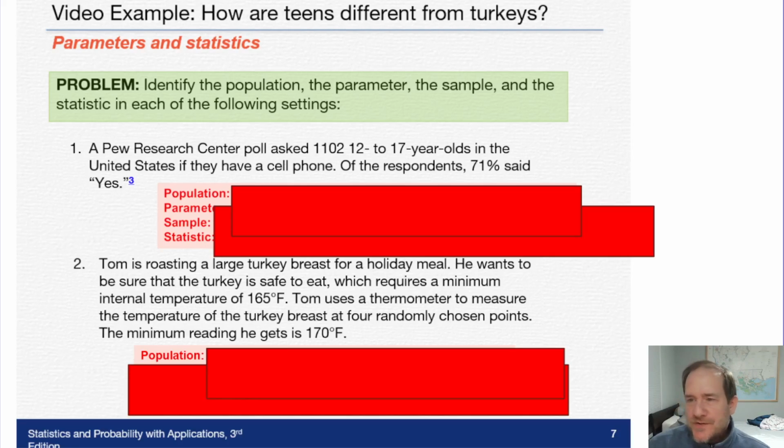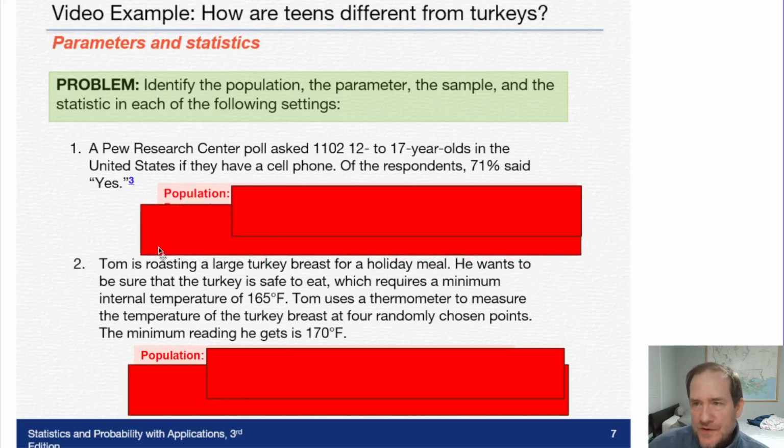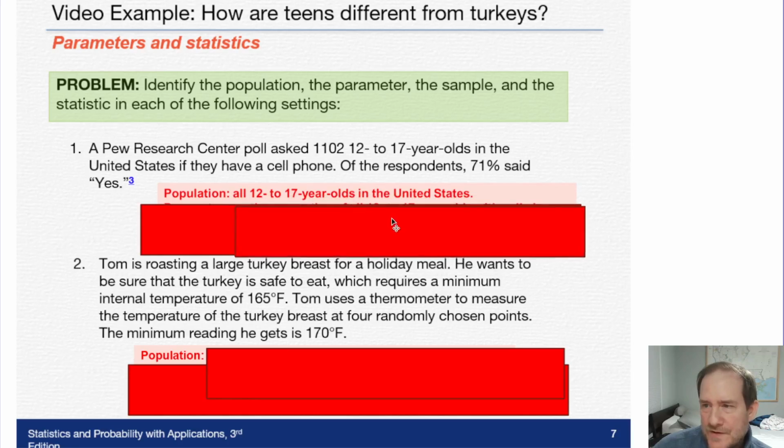Okay, hopefully you took a second to think on this yourself. But as far as who's the population, we'll just read through. It has nothing to do with the Pew Research Center. They're the group who's doing the study. Remember, the population would be the people that they're actually interested in learning about. So who would the population be? The population would be, well, not the 1,102 12 to 17-year-olds. They're going to be the sample drawn. The population is going to be all of the 12 to 17-year-olds in the United States. That should be what it says down here. So all 12 to 17-year-olds in the United States.